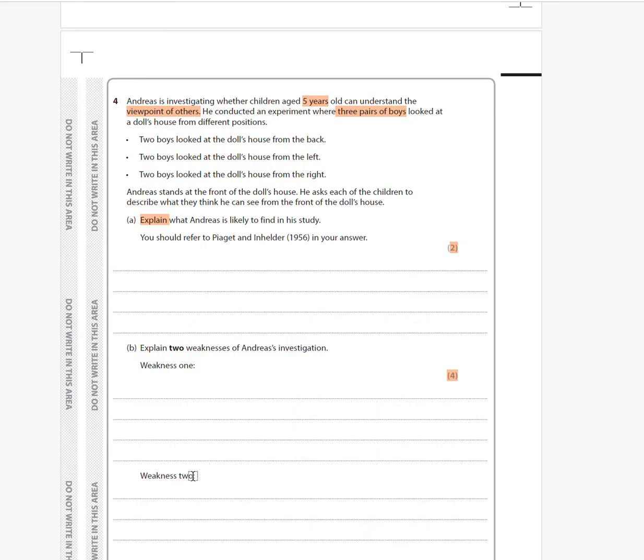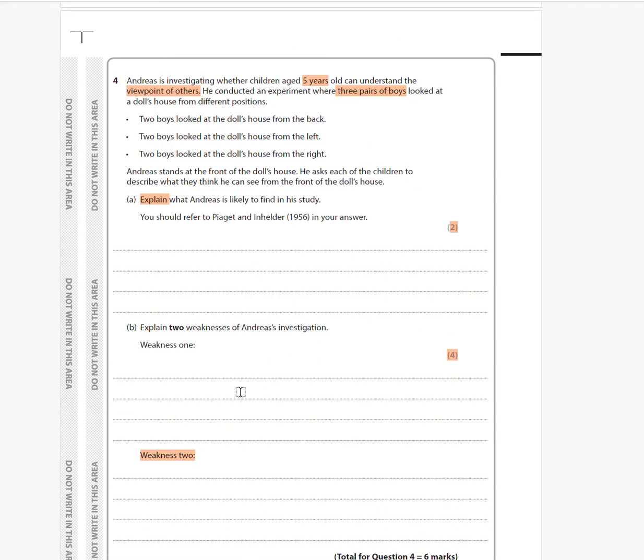So I'm already thinking ahead down here where it says two weaknesses of Andreas's investigation. Well, straight away, he only used boys. So I'd be talking about whether that's generalizable to everybody, including girls. Andreas stands at the front of the doll's house and asks each of the children to describe what they think he can see from the front of the doll's house. Well, again, I would be questioning whether 5-year-olds can describe what somebody else sees from the doll's house. Has that task got task validity? But just by analysing that question, I've already got my answers for down here.